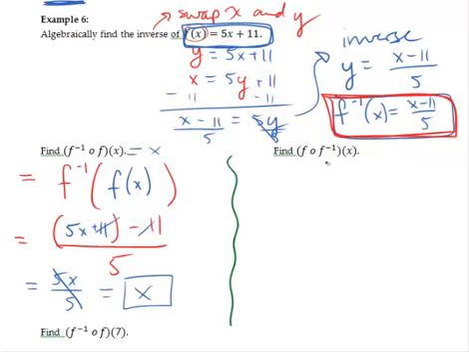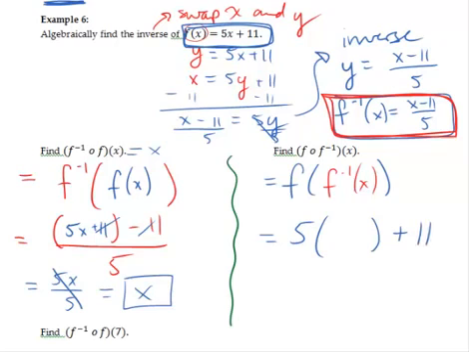Let's do the other one over here. This one switches the order up a little bit. This one has f of f inverse of x, so the blue function is our original, and into that we will input the inverse. So we'll write our blue one nice and big, which is 5 times blank plus 11. Input the inverse, which is x minus 11 over 5. Now when we simplify this, 5 times this, these 5's can cancel. So we're left with x minus 11 plus 11. The 11's will cancel, and we're just left with x.